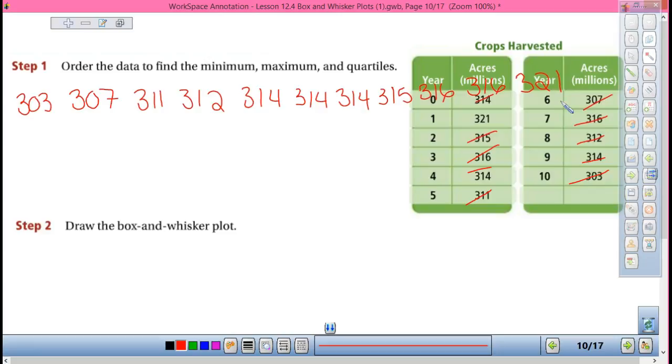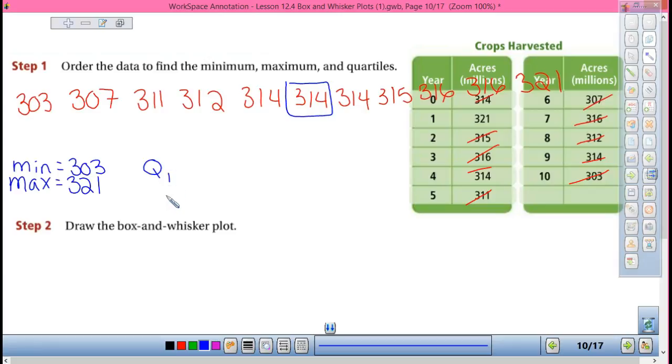So how many value sets do I have? How many do I have? I have 11? So that's awesome. So that means I have an odd number, right? So we gotta find our middle number, which is 314. So my max is who? 321. My min is 303.